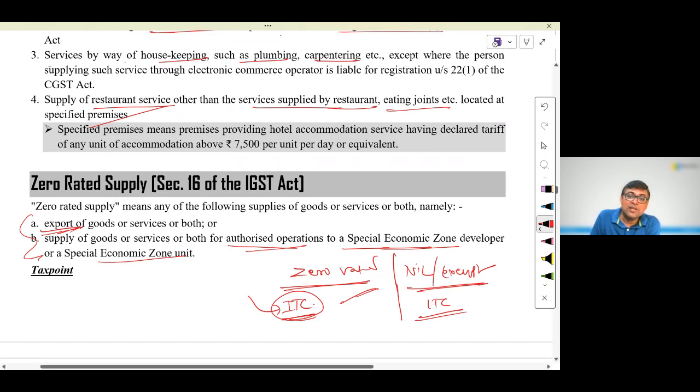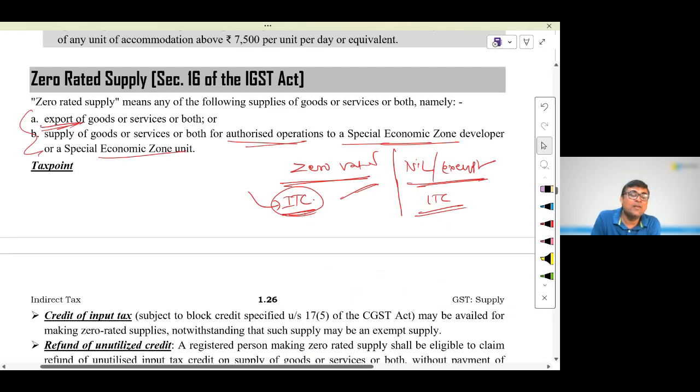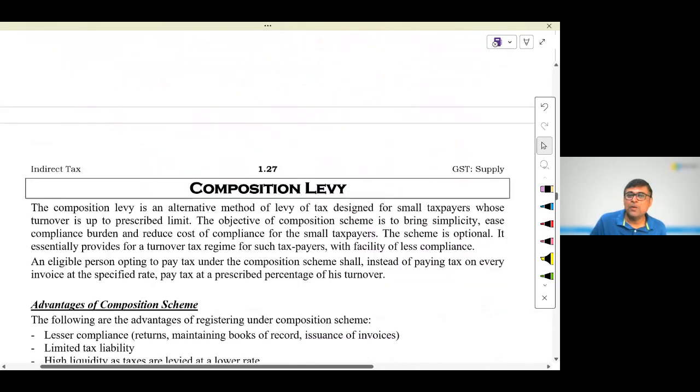This ITC you can utilize while paying your other GST liability. If it is not so, then it would be refunded to you. However, here in this case, no ITC is available to you. This is the basic difference. Now comes to composition levy.